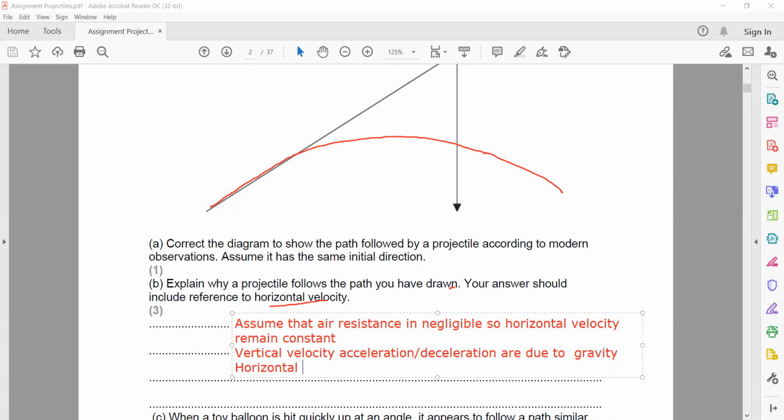Like, what is a horizontal component? That does not have any effect on the vertical component. And what is a vertical component? That does not have any effect on the horizontal component. So horizontal and vertical velocities are independent of each other, or do not depend on each other. Is it clear, this part?